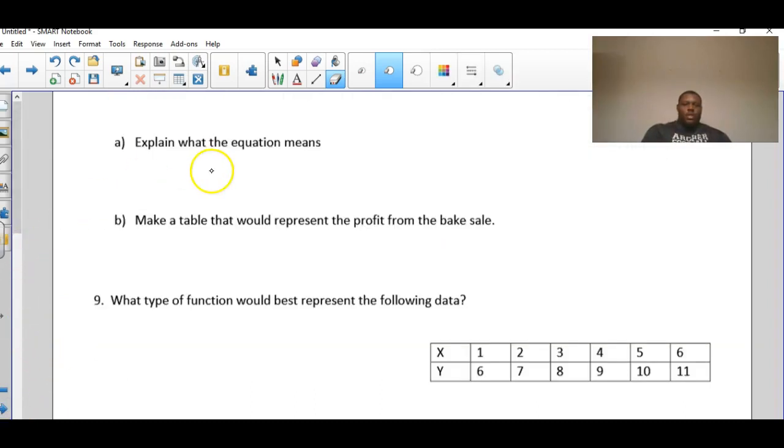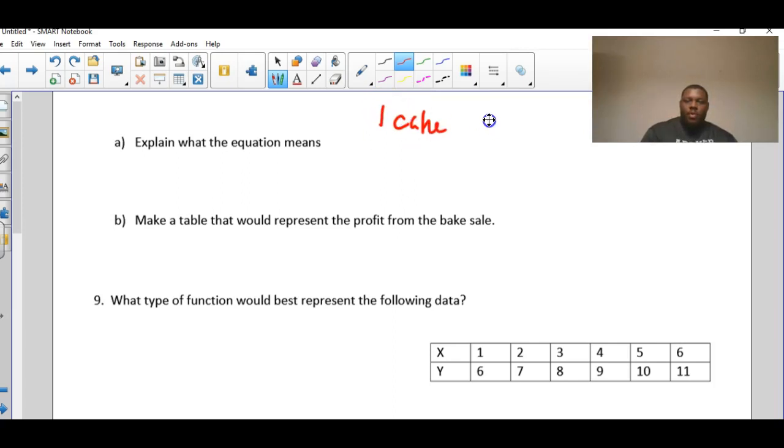The first part says, explain what the equation means. What does that mean? In a nutshell, if you buy 1 cake, you pay half of that, which is 50 cents. You buy 2 cakes, half of that is $1. Does that make sense? If I buy 1 cake, half of 1 would be 0.5, or in money terms, that's 50 cents, guys.